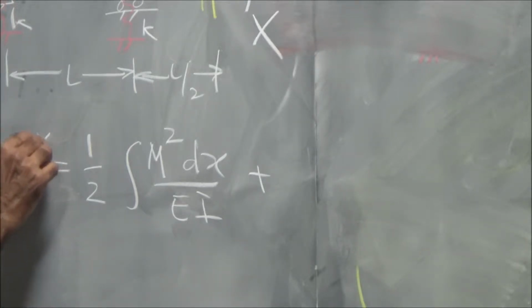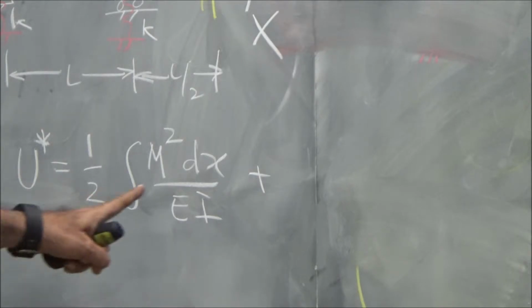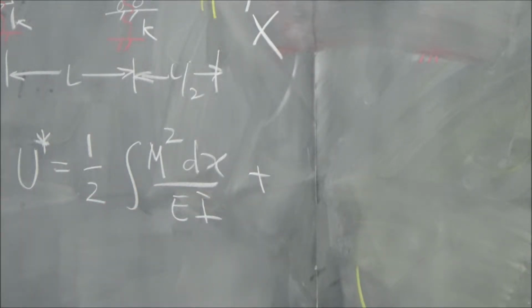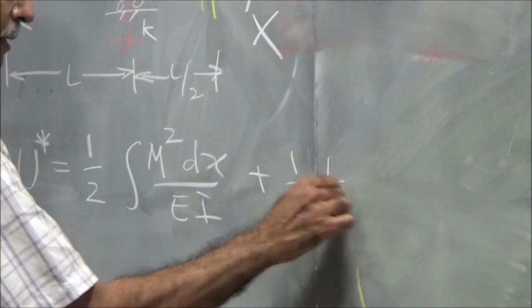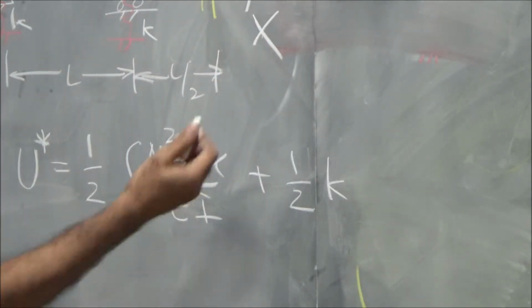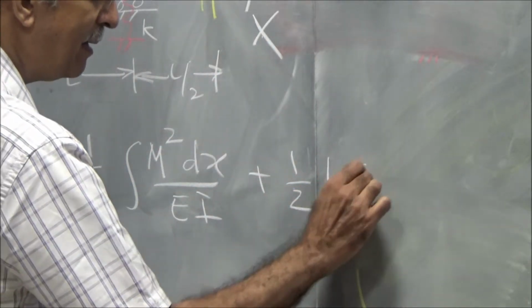It's complementary strain energy. When you write in terms of forces, it's complementary strain energy. Otherwise, you should write in terms of displacement, right? But there's something you're missing, which is why I said strain energy. What is missing here? The springs. So, what's the strain energy in the spring? Half k delta squared, whatever force in the spring.